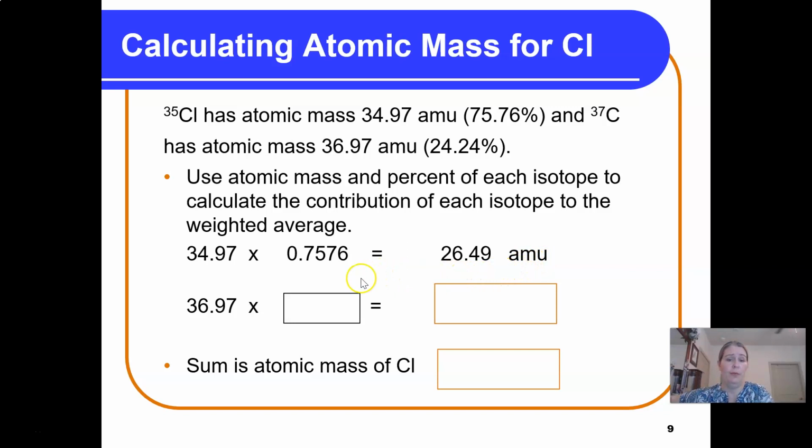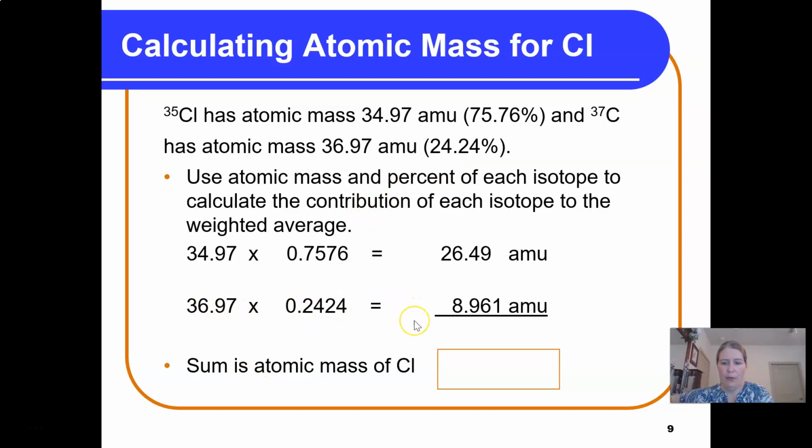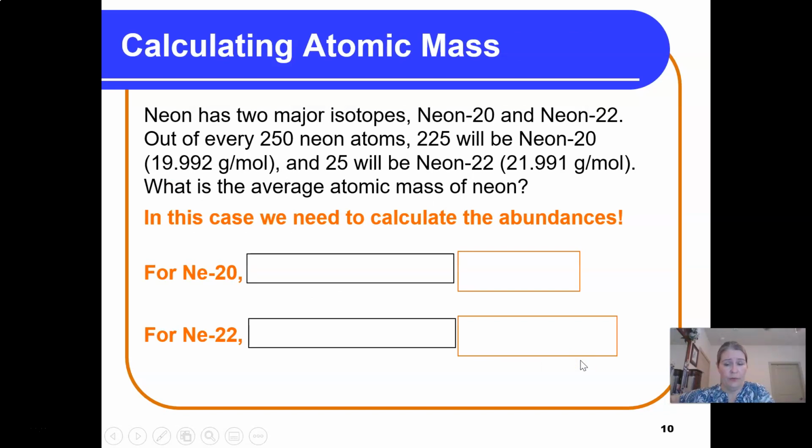And I just need to look at the unit in the problem and use it consistently. 36.97 AMUs. I change that to a decimal, that's 0.2424. 36.97 times 0.2424 is 8.961. And then I add those two numbers together to get the sum, 35.45 AMUs. Then you just really have to look at what is the unit in the problem to determine what unit you should be using in your work.